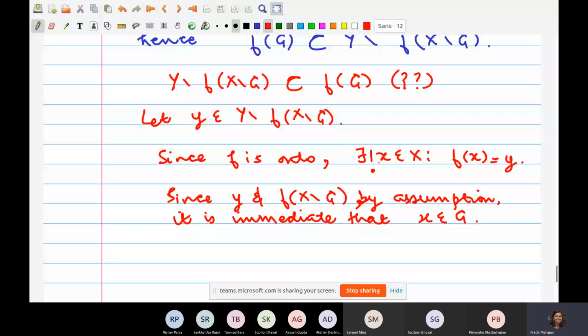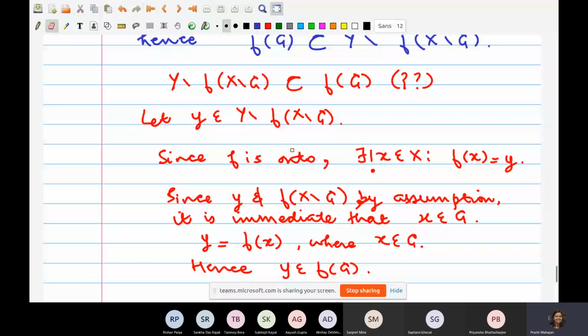So what have we done? We have written y equal to f of x, where x is a point of G, hence y belongs to f of G, and we are done. Is that okay? Is that a yes with everybody? I think we have fixed it in all its gory details. Okay, all right. Let me move on to something more interesting.